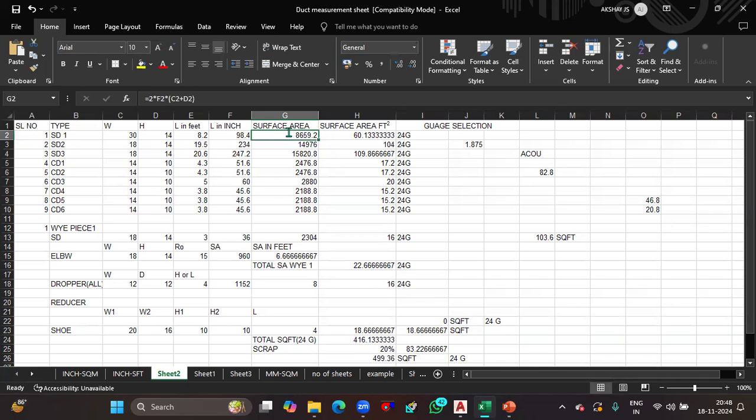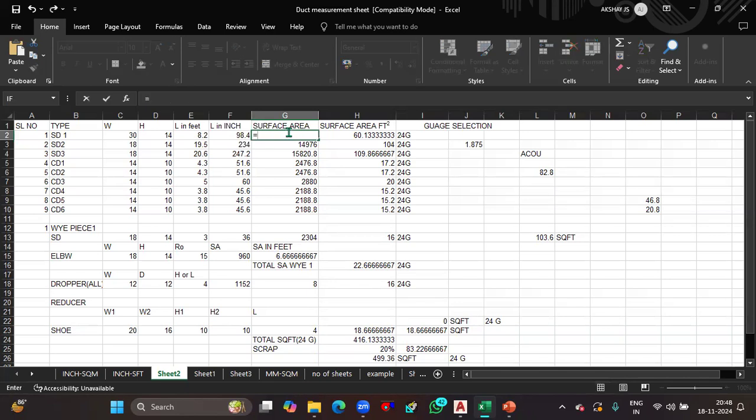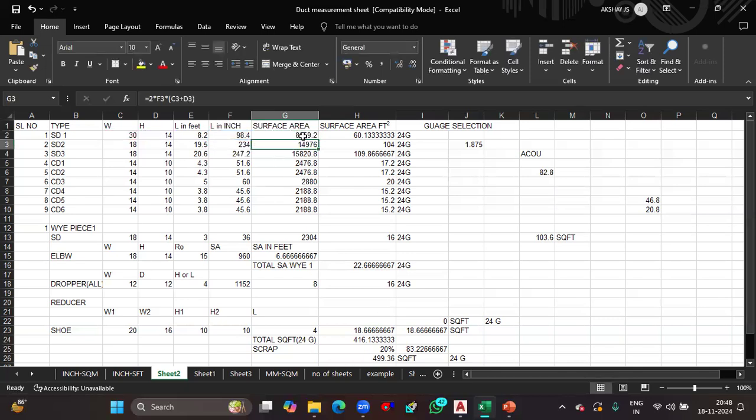Later, it's about the equation. So what is the equation, guys? In order to find out the surface area of a rectangle, the equation is 2 into length. You need to create the equation, put equals initially, and after that 2 into length. That means in inches, not in feet. So 2 into length, 98.4 into, open the brackets, width plus height. That means 30 plus 14. That's it, guys. Just close this one. Now you get a value of 8,659.2 square inches, isn't it?